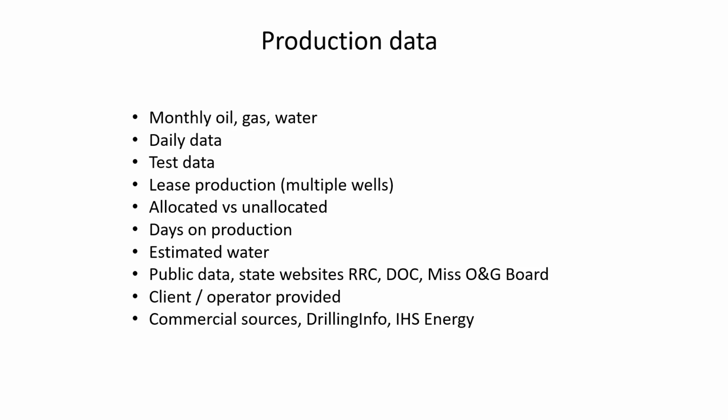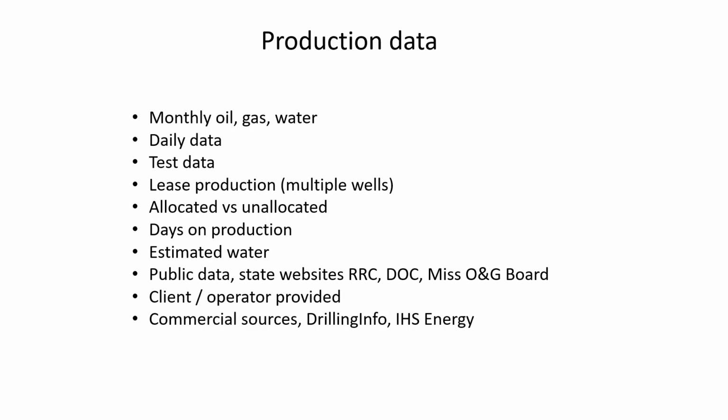You can have lease production, where if you have multiple wells on one lease, sometimes the production is reported for the whole lease. And you can have allocated versus unallocated lease production. So if you have 10 wells on a lease, you can try to allocate what each well produced each month. And sometimes we try to do that. And some of the commercial sources of production data, they will do that. Based on test data, they'll try to allocate production to each well on a lease if that's how it's reported.